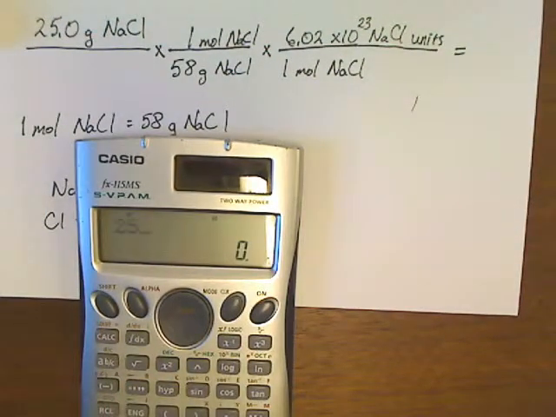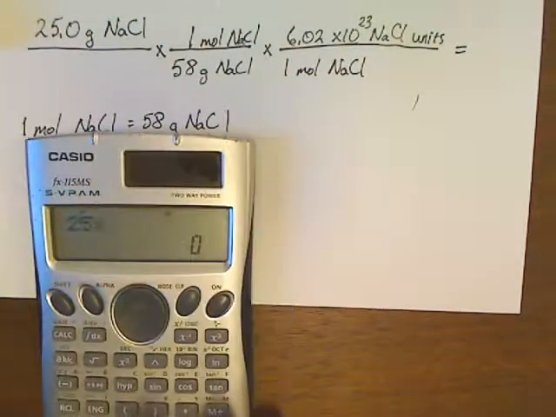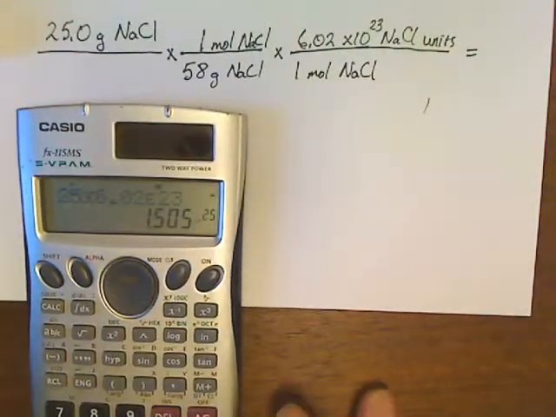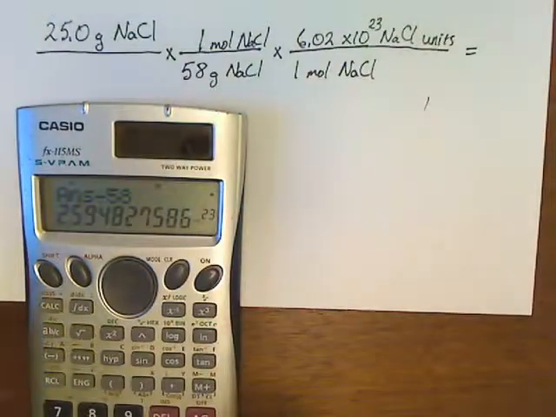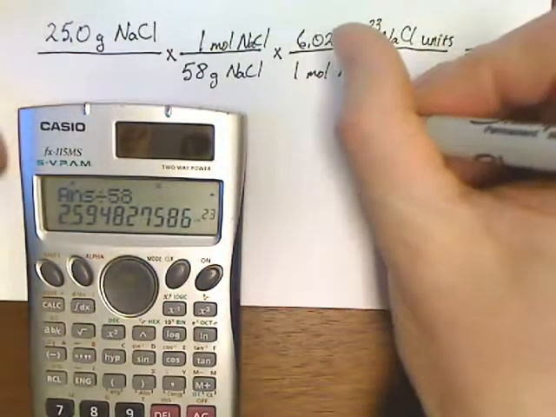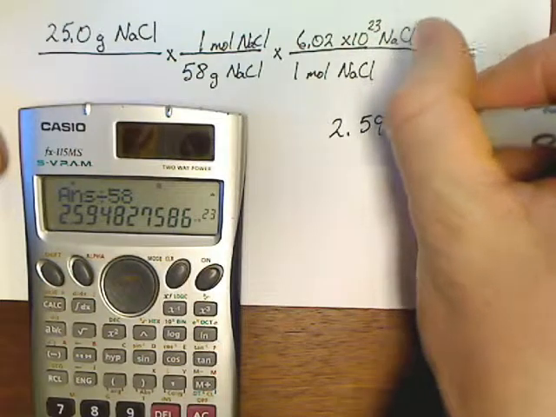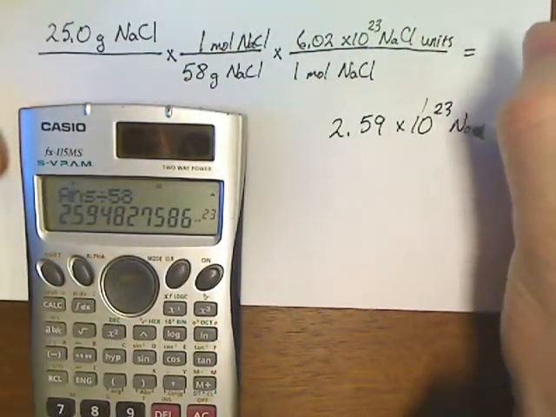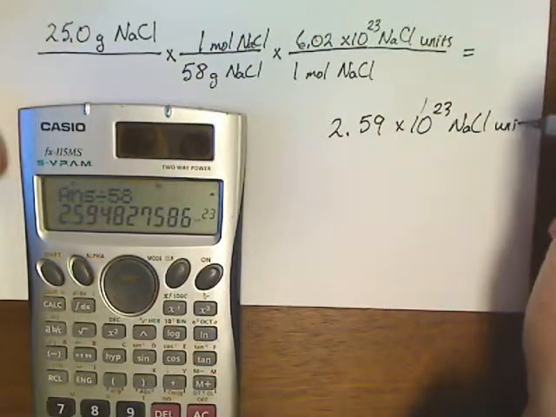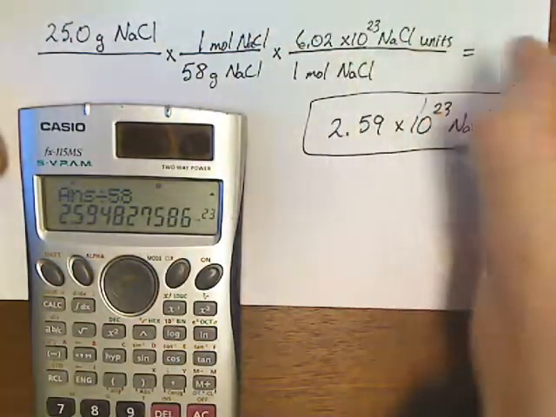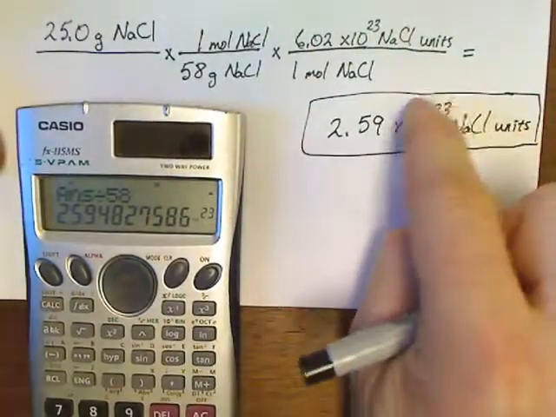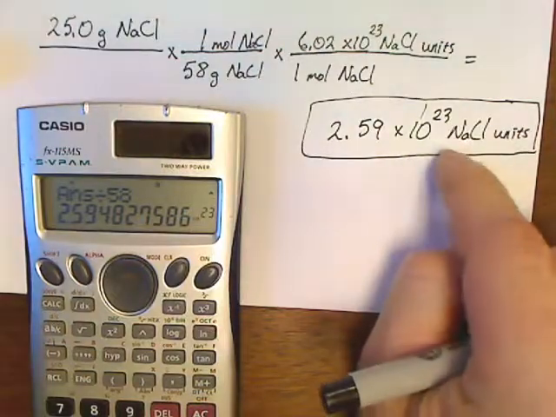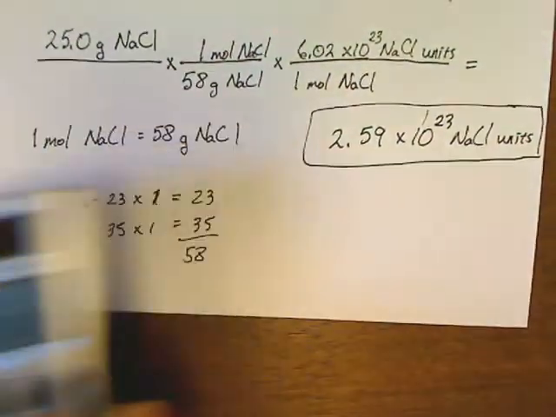So in the case of this one, it'd be 25 times 6.02 times 10 to the 23rd, divided by 58, which gives 2.59 times 10 to the 23rd NaCl units. Now I've got to draw a big old beefy box around all that. So 2.59 times 10 to the 23rd NaCl units. That's my answer to that.